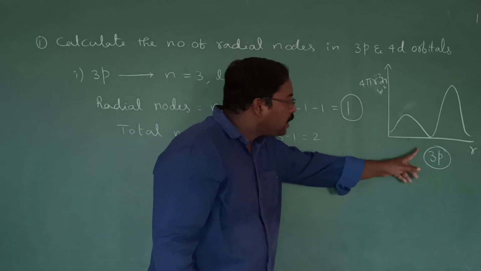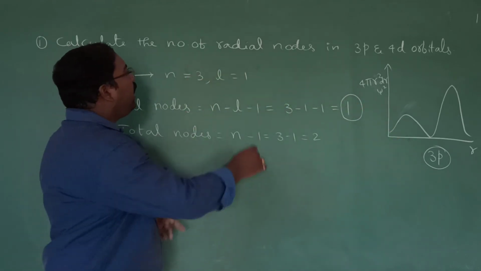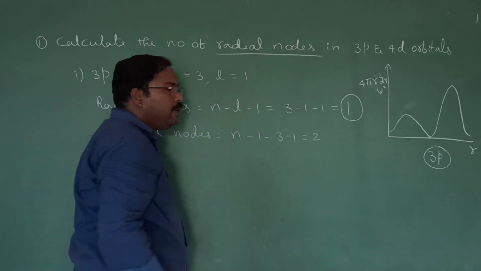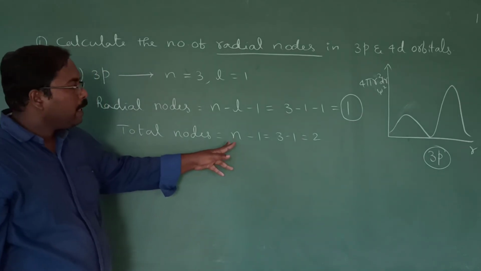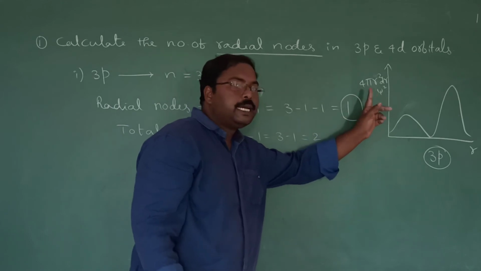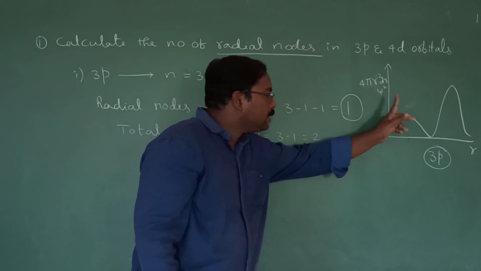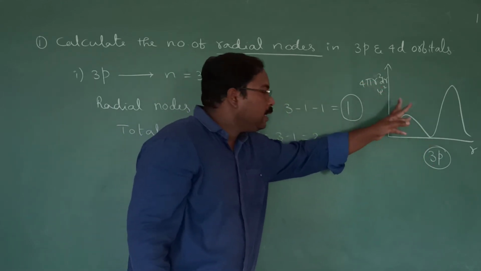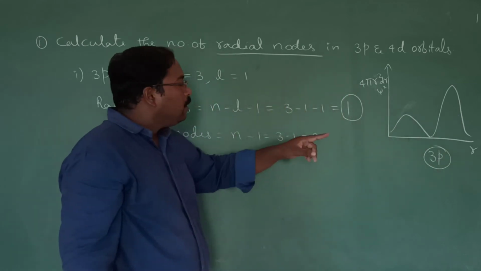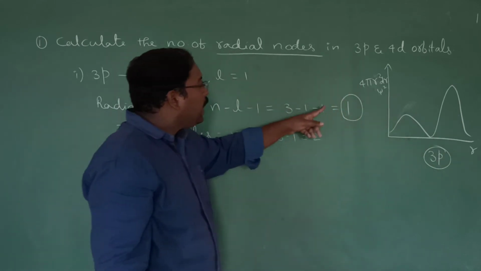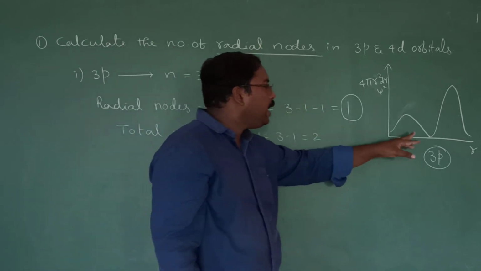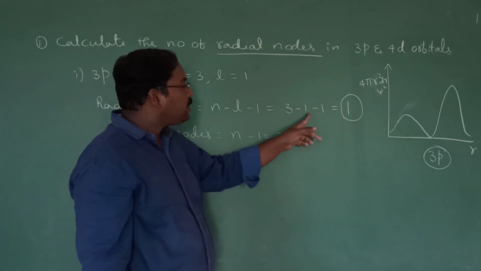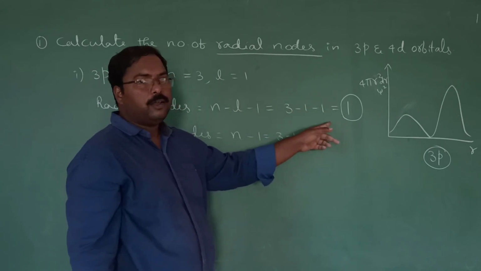So these graphs represent radial nodes. Okay? Not the total nodes. Right? Remember that point. When we draw the graph between the probability function versus r, this graph represents the number of radial nodes. How to find the number of radial nodes? n minus L minus 1. Okay?